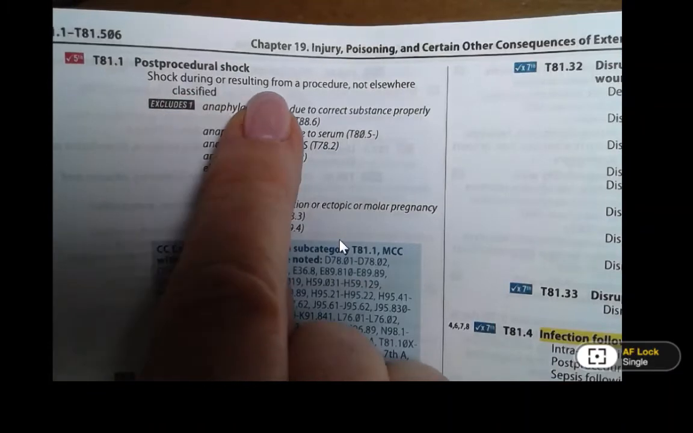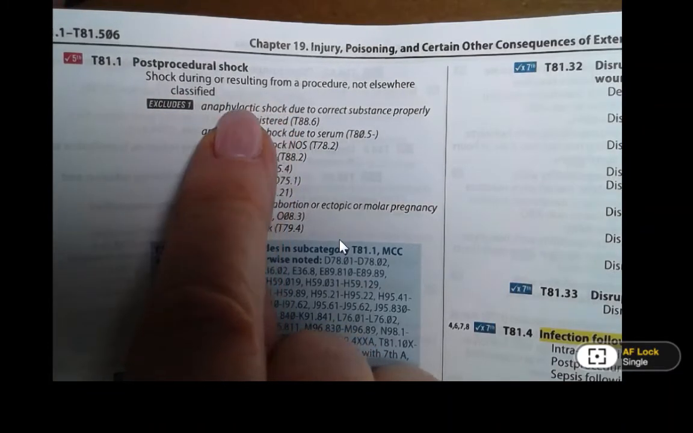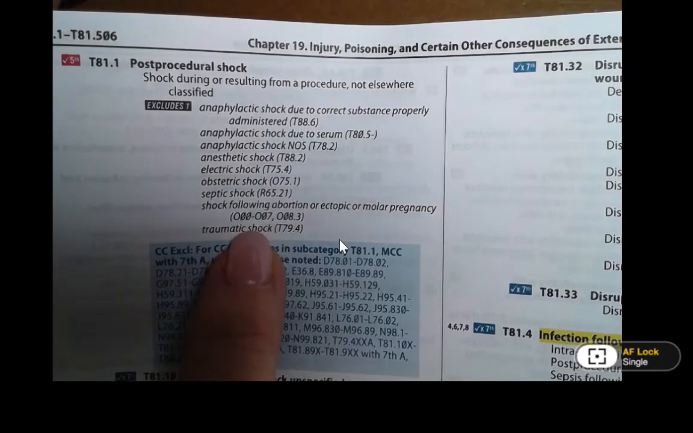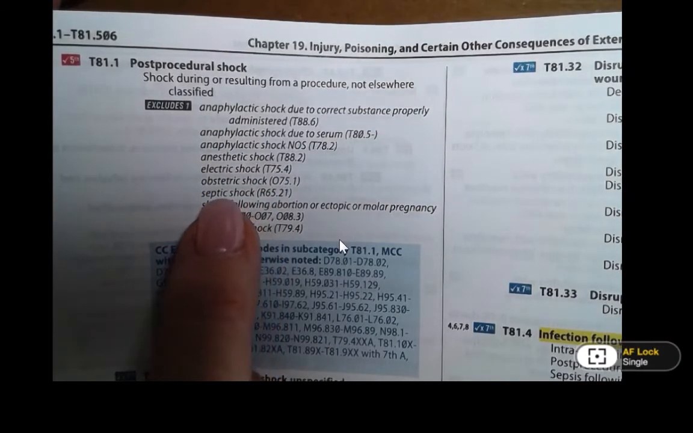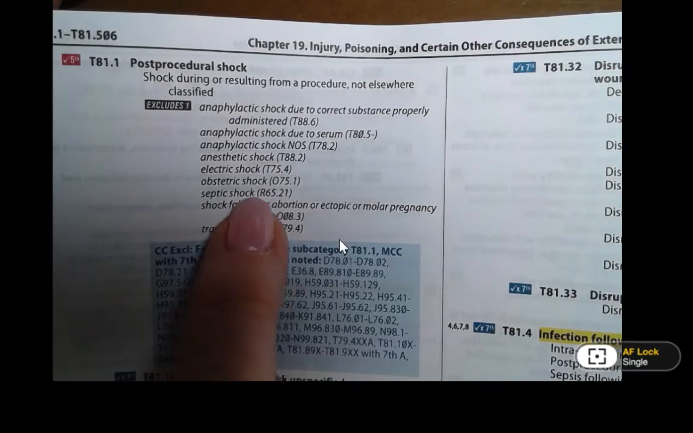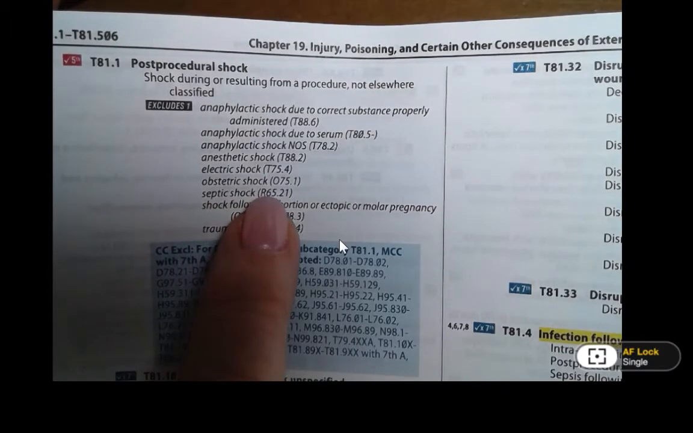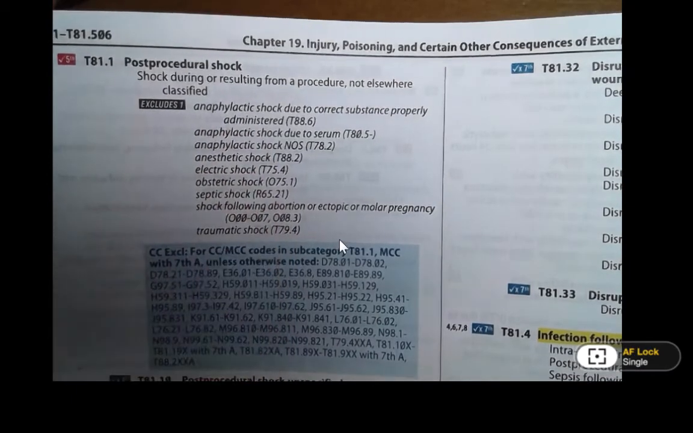Shock during or resulting from a procedure. Here's some excludes notes, none of which apply to us. This septic shock, R65, is a severe sepsis. The R codes are severe sepsis. Ours is not that. So we know these don't apply to us in this case.